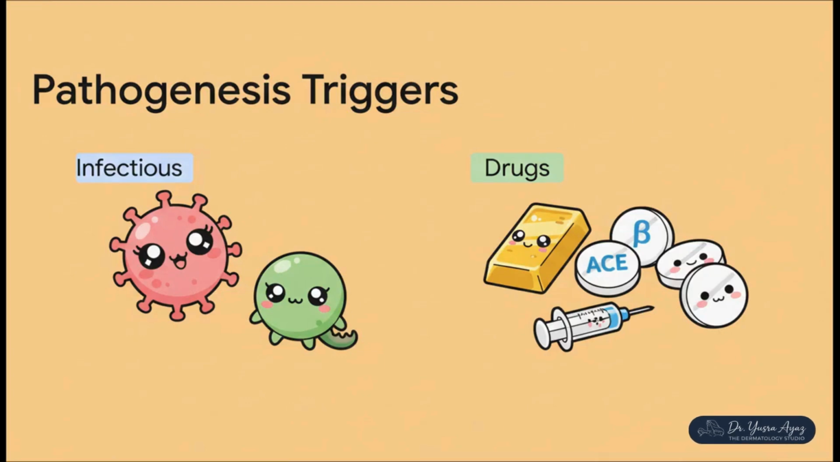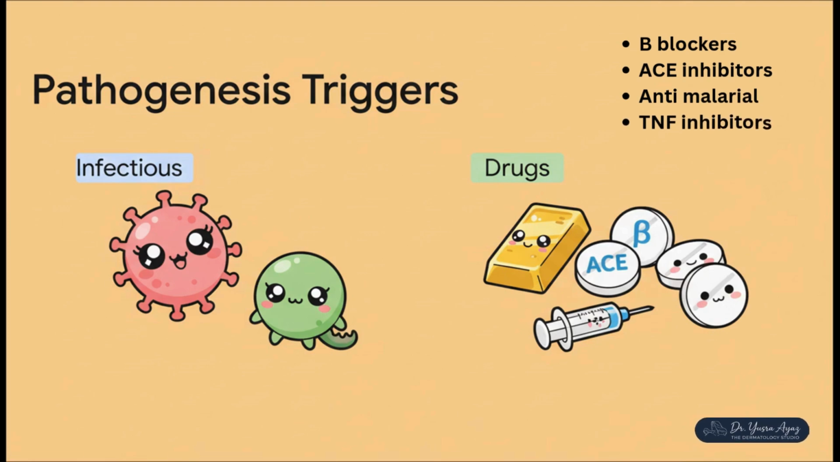So what are these triggers we're talking about? Well, they fall into two main buckets, infections and drugs. And on the drug side, you might be surprised. The list is long and includes a lot of super common medications. I'm talking about blood pressure drugs like beta blockers and ACE inhibitors, antimalarials, and even some of the newer biologic drugs used for autoimmune diseases.